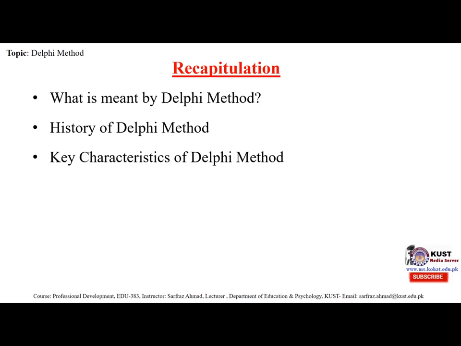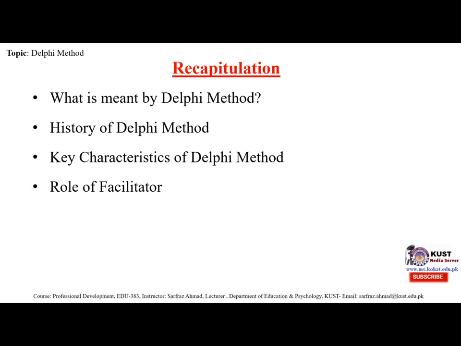Then there is regular feedback, like the Delphi method allows participants to comment on the responses of others and the progress of the panel as a whole, and to revise their own forecasts and opinions in real time.